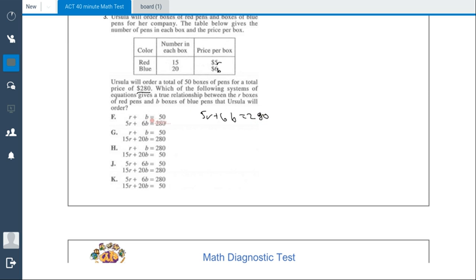And again, I do elimination to figure out if that's true. It's not true for that one. It's not true for that one. It's not true for that one. So again, I'm down to a 50-50 shot. Now it says that R plus B has to be equal to 50 boxes because each one of these represents a box. So that means that F has to be my answer.